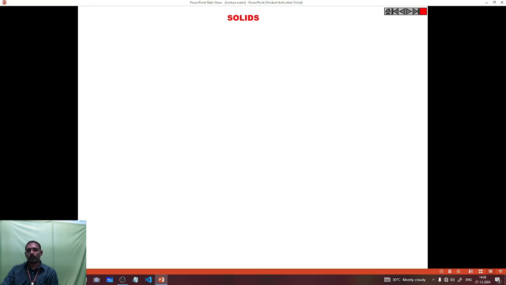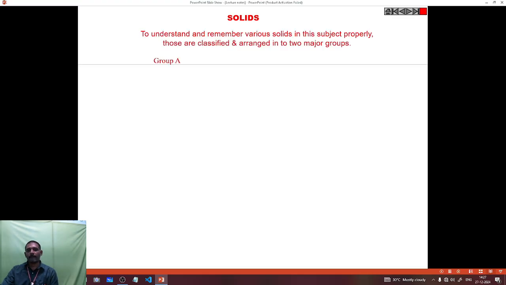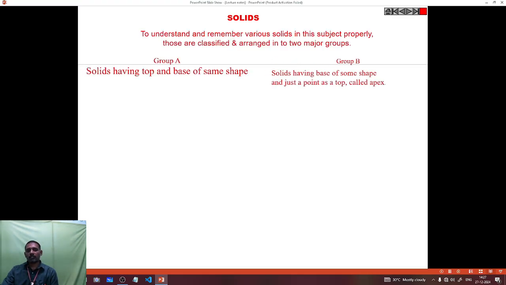Next we are going to see about solids. To understand and remember the various kinds of solids in the subject properly, they are classified and arranged into two major groups, group A and group B. What are group A and group B? A solid having a top and base of the same shape is group A. Top and bottom have the same geometry. So this is group A.